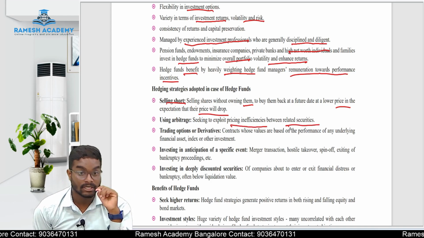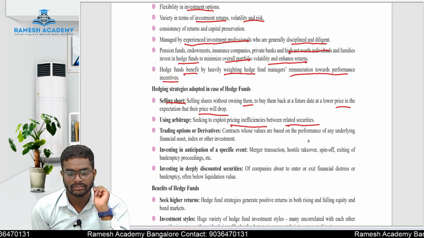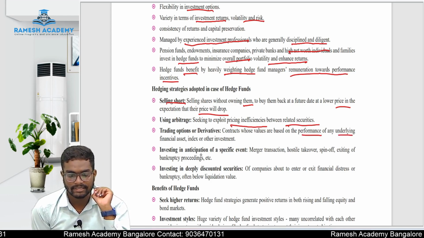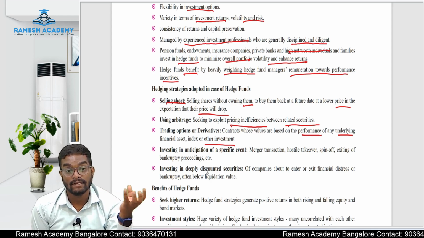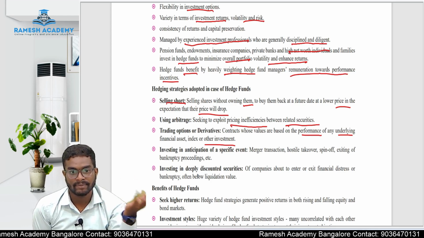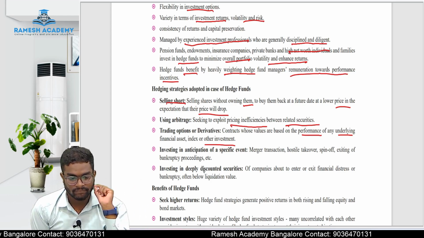There will sometimes be an arbitrage effect also. Then trading options and derivatives: contracts whose values are based on the performance of an underlying financial asset, index, or other investment. So derivatives derive value from the underlying investment. It may be a commodity, shares, or other securities also.